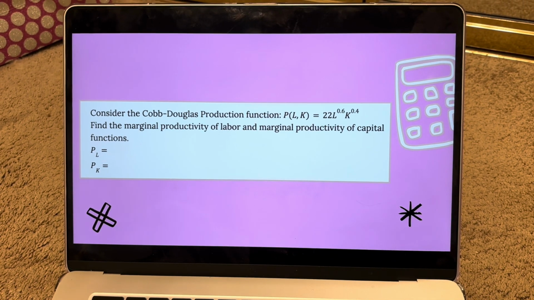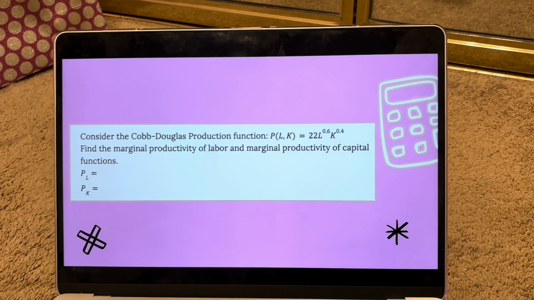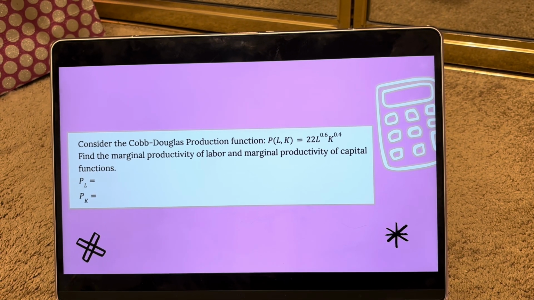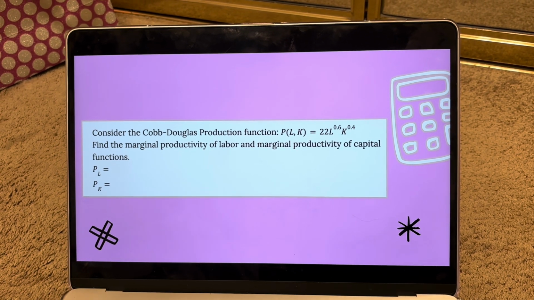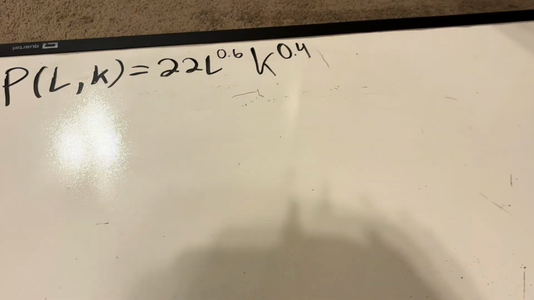For our fourth equation, we consider the Cobb-Douglas production function P of L and k equals 22L to the power of 0.6 k to the power of 0.4. And we have to find the marginal productivity of labor and marginal productivity of capital functions. I have my equation right here.